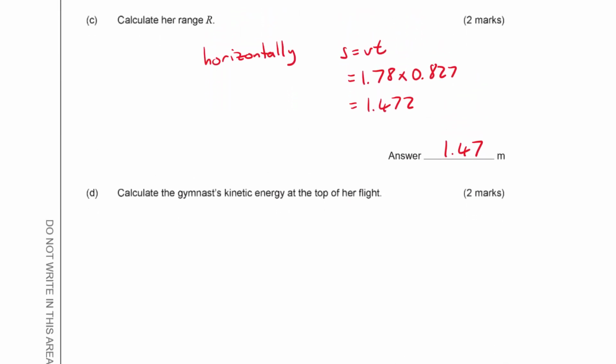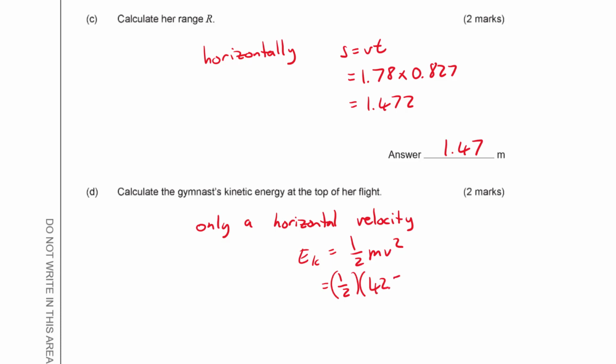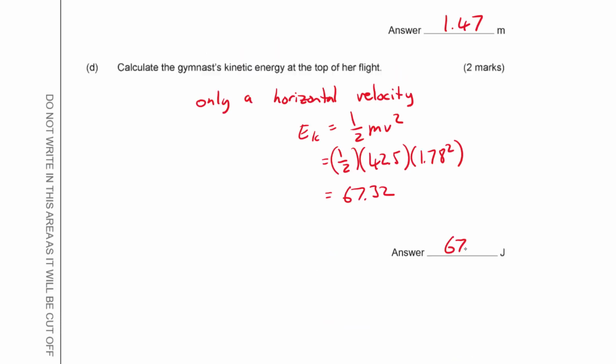And the kinetic energy, you don't want to fall into the trap of thinking that at the top of the flight her velocity is 0. And that is true for the vertical motion, but for the horizontal motion, she's still moving at that 1.78 meters per second. So only a horizontal velocity, which means the kinetic energy is a half mv squared, and we're only going to be looking at the horizontal motion. So half 42.5, 1.78 squared, and that should be equal to 67.3 joules. There we go.